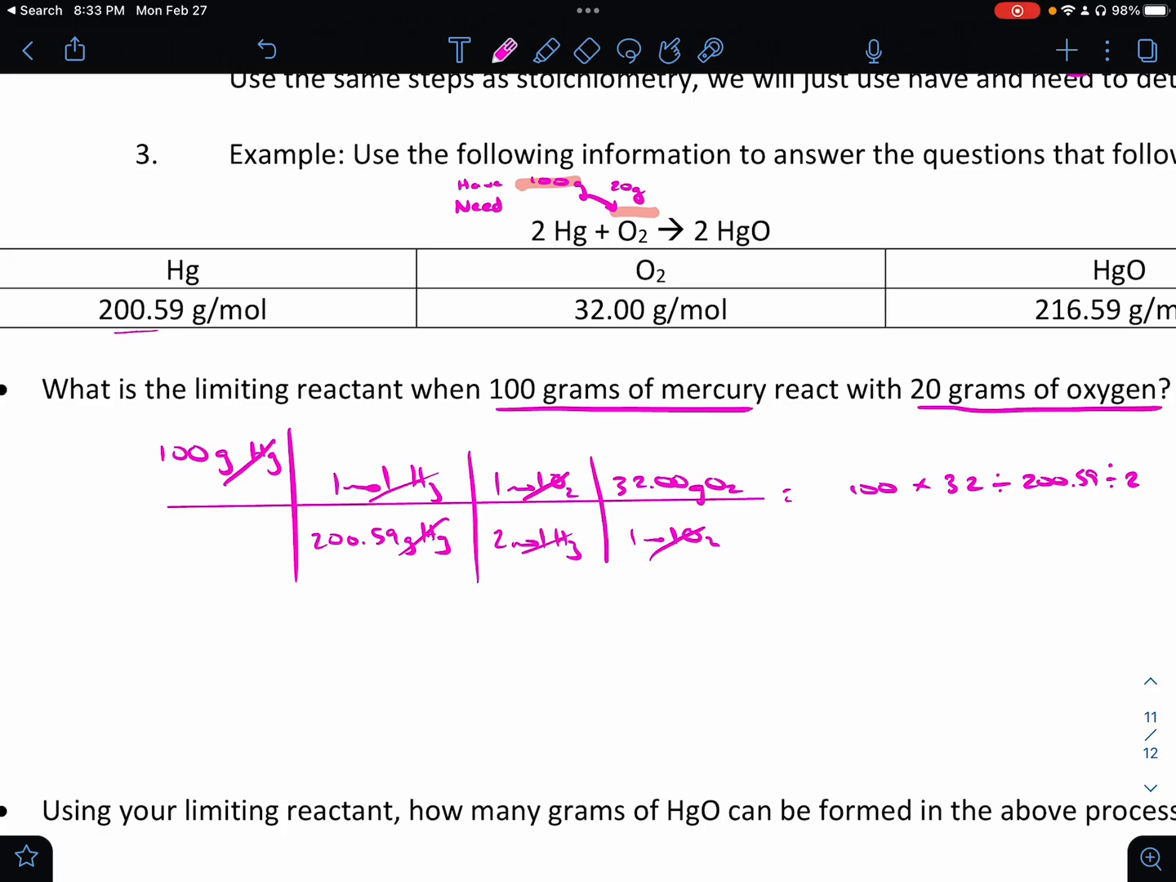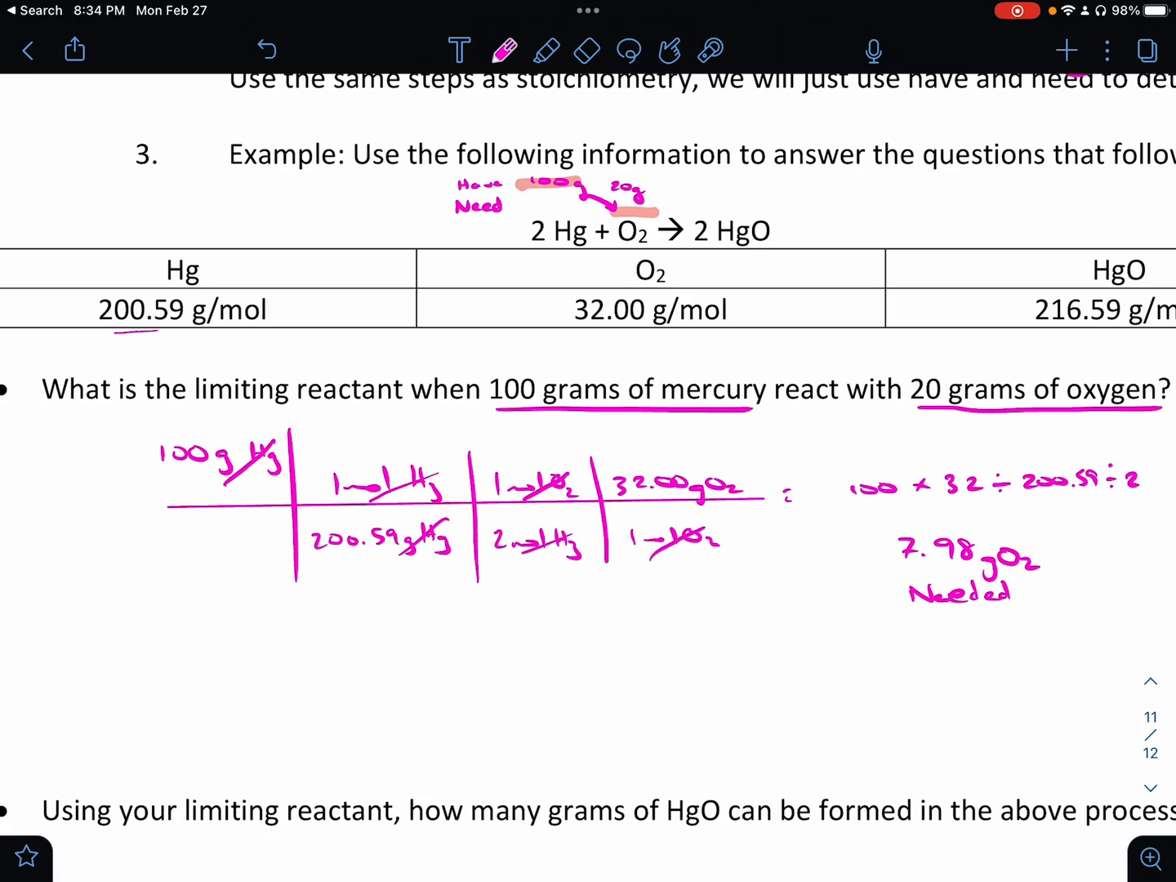We're not quite done, but we'll get there. So let's go 100 times 32 divided by 200.59 and divide by 2. We have 7.98 grams of O2 needed if we react all 100 grams. Let's make sure I did that right. It just feels a little different than what I did earlier, but I think we're right.